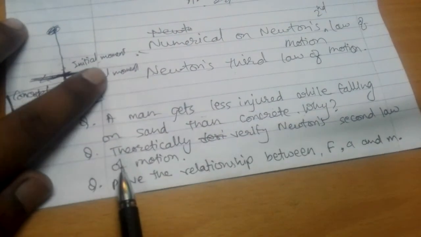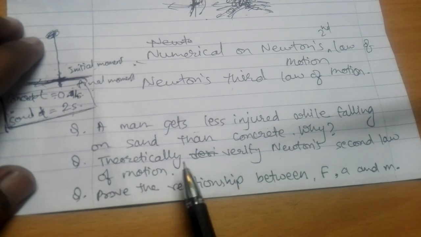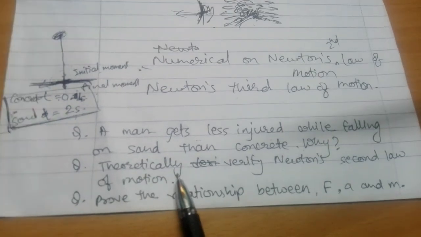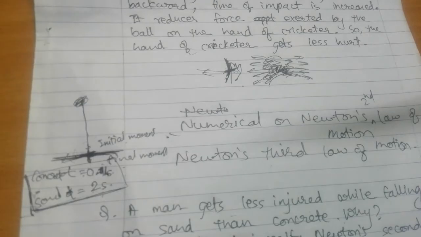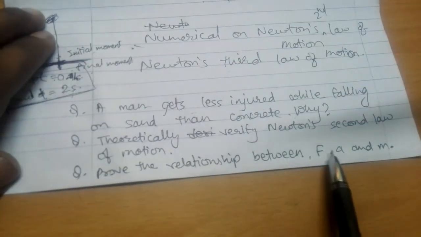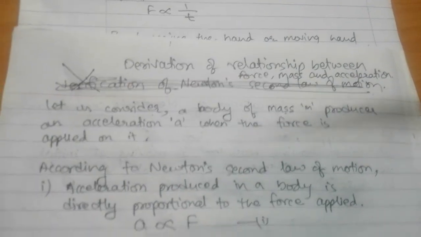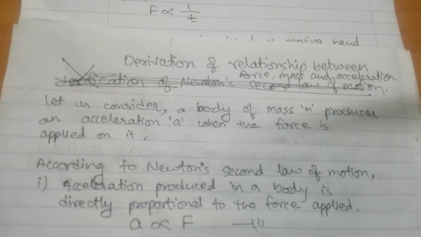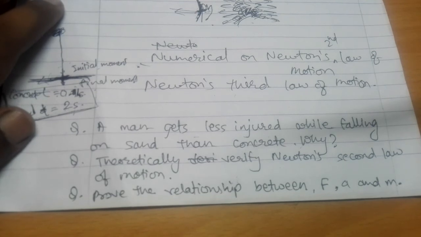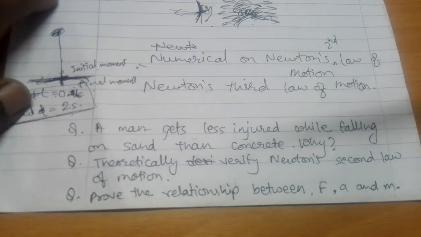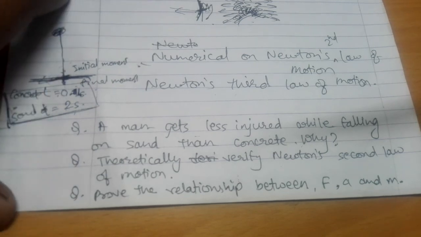Now our next question is to theoretically verify Newton's second law of motion. I already told you, you have to begin from the definition of force. That is your second question. And the third question: prove the relationship between F, a and m. In this case you need to start from Newton's second law of motion. These three questions are today's assignment. I hope you will do it on time and submit by this evening.